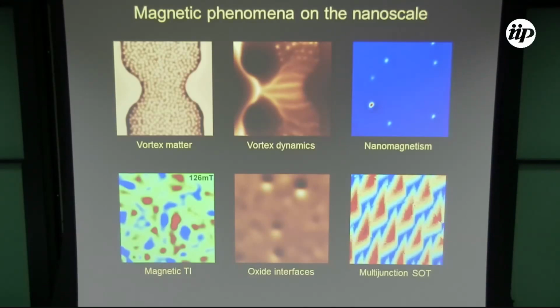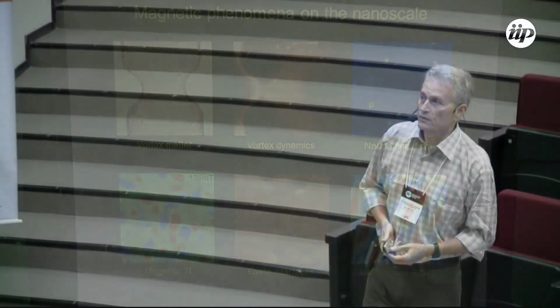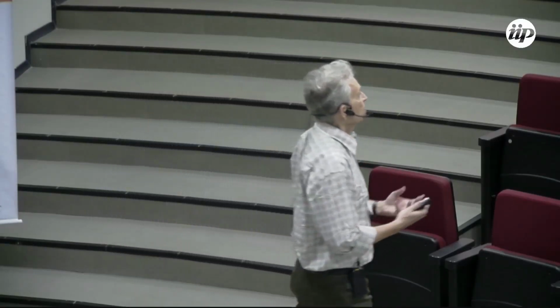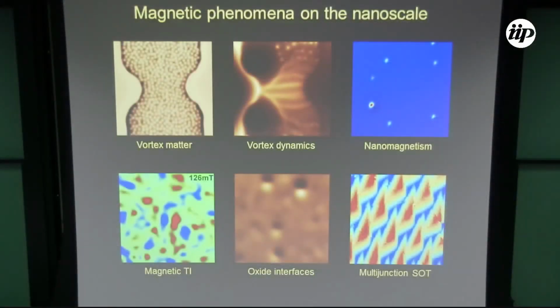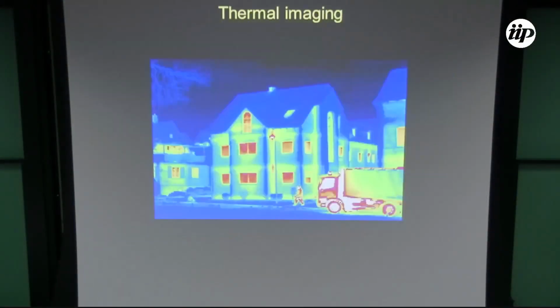And we study various systems, including vortex matter, vortex dynamics that Jonathan and Nahori will be telling about later during this workshop, some nanomagnets, magnetism in topologically doped magnetic TIs, topological insulators, magnetism at oxide interfaces, and we can also make more complicated devices with 3 and 4 junctions that have very interesting properties. But today I'll be talking about something different, and this is thermal imaging.